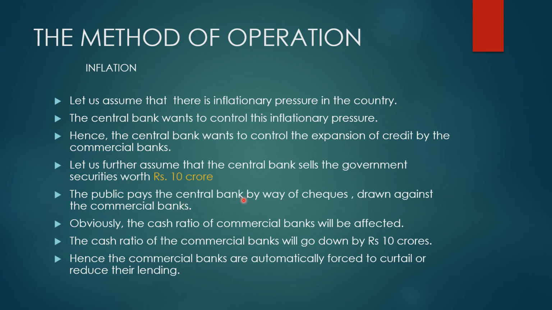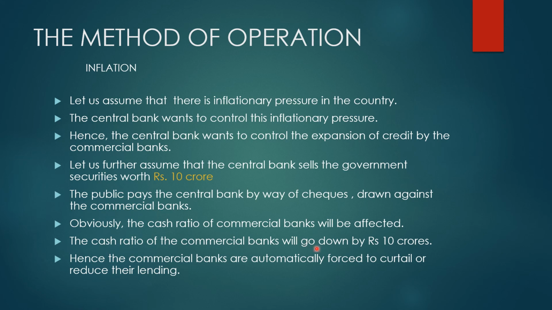The public pays the central bank because the central bank has sold these securities. So the public will have to pay the amount of those securities to the central bank. The payment will be by way of checks drawn against the commercial banks. We assume that people don't have that much cash in hand, so this payment will be through checks. Now when commercial banks clear those checks, the cash ratio of commercial banks will naturally be affected. They have to undergo a change in their balance.